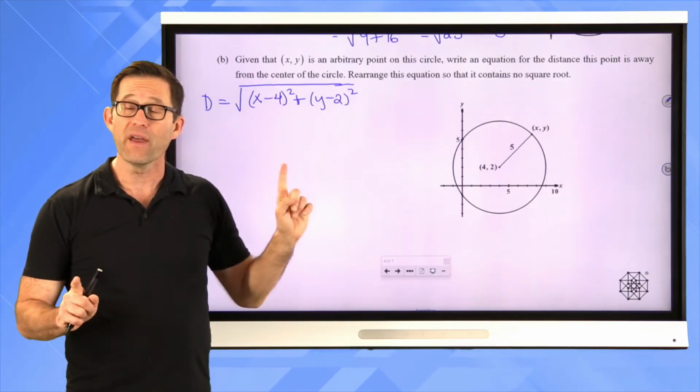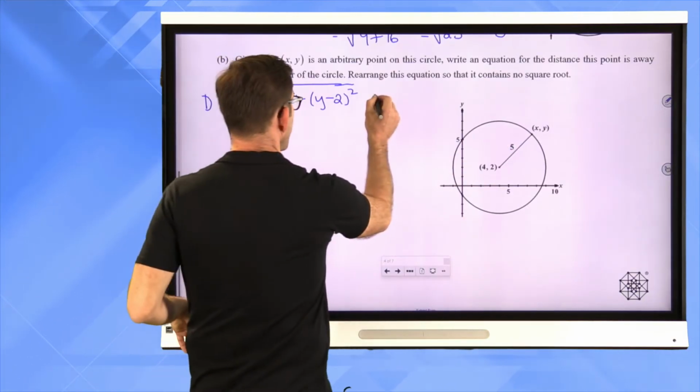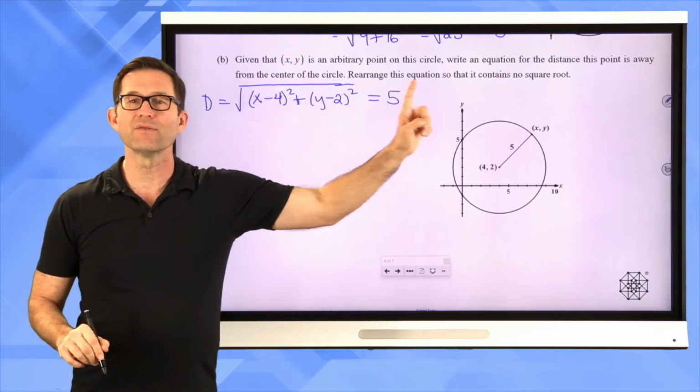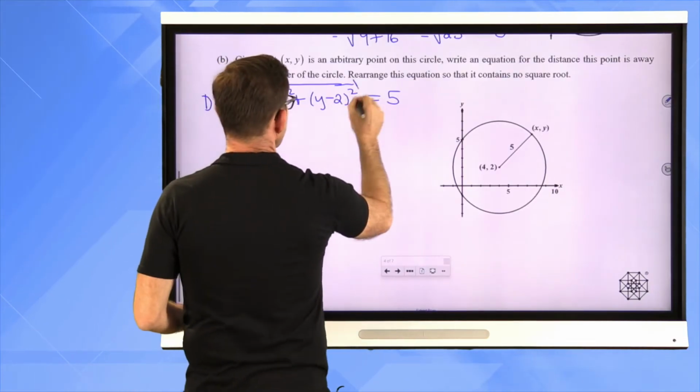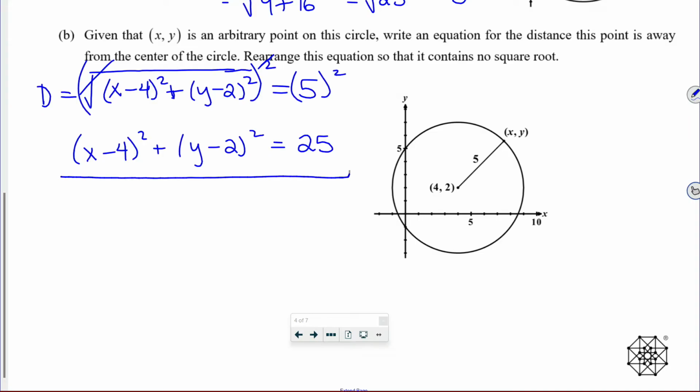Now, if this point is on this circle, then the distance is actually equal to 5. Notice it says rearrange this equation so that it contains no square root. Well, to do that, all we're going to do is square both sides, effectively canceling out the square root, and I get (x minus 4) squared plus (y minus 2) squared is equal to 25. And that is the equation of that circle.